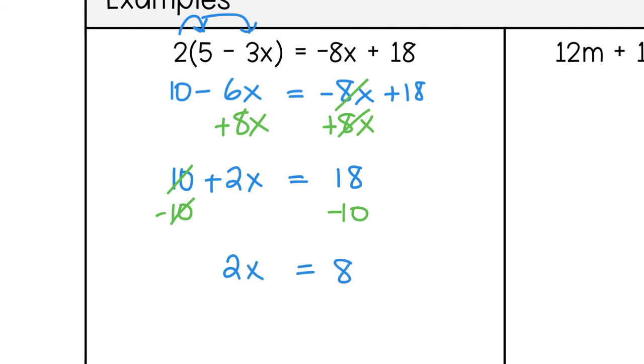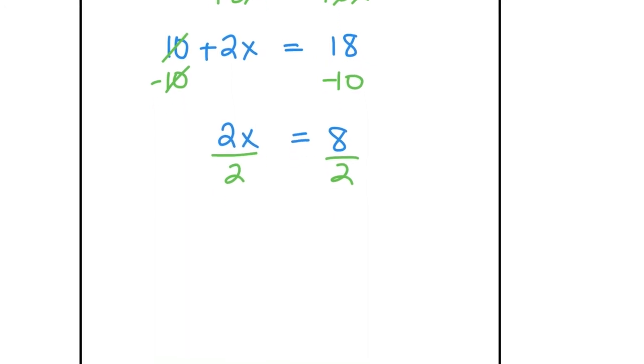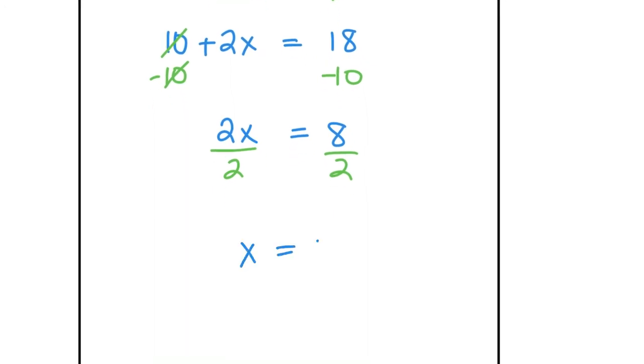And then last is that 2 in front of the x. We're going to divide to move it over to the other side, and that gives me x is equal to 4.